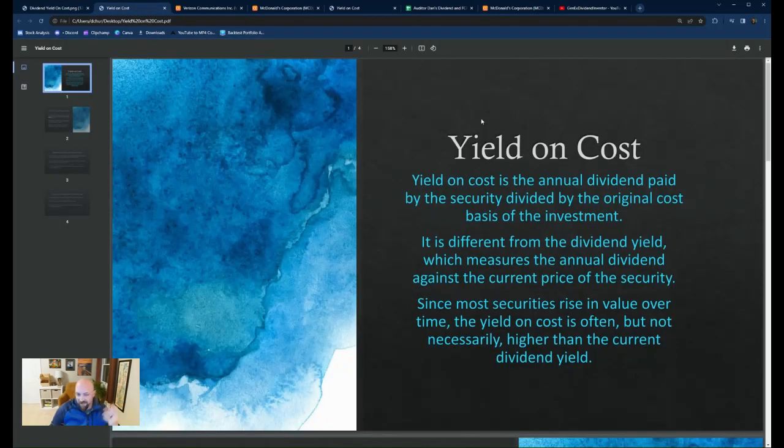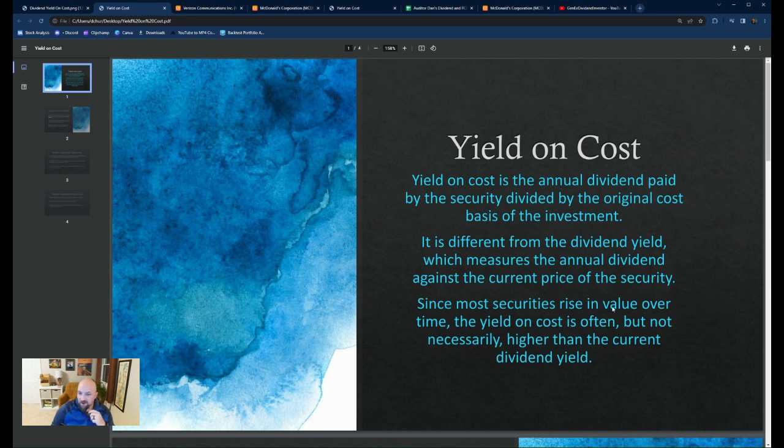So dividend yield on cost is the annual dividend paid by a security divided by the original cost basis of the investment. So not the current price of the investment. Important difference, right? It's different from the annual dividend yield, which measures the annual dividend against the current price of the security. So the dividend yield would matter for what you're going to buy in the present. So yield on cost reflects what you have previously made investments in as far as dividend concerns.